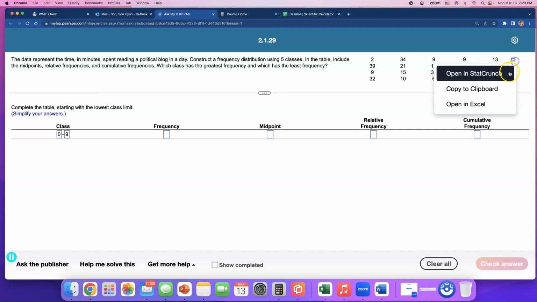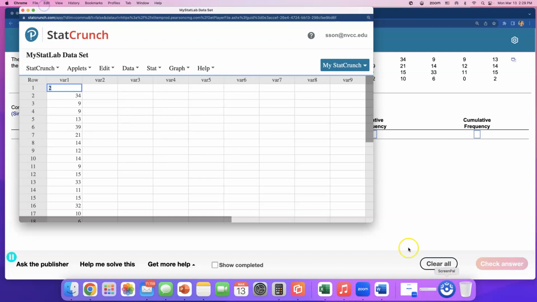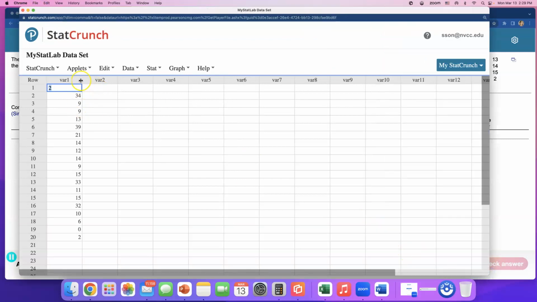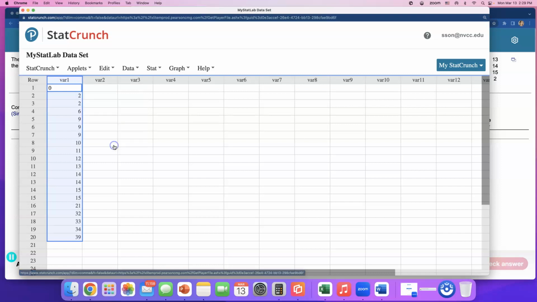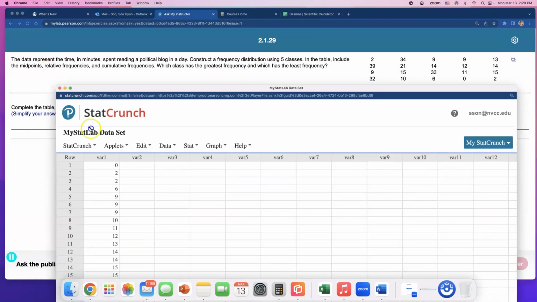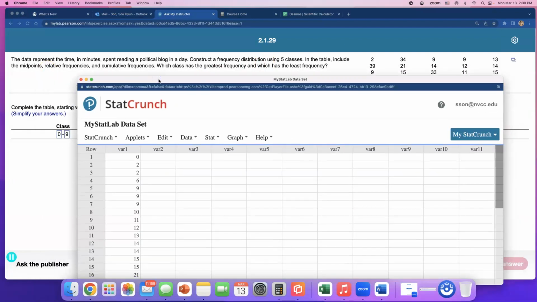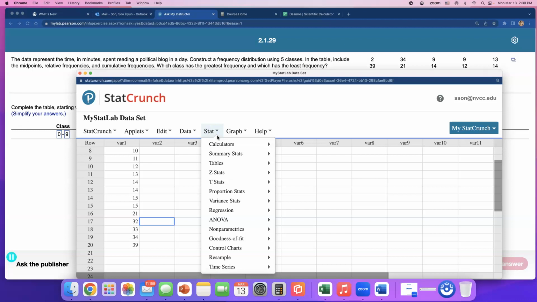They want 5 classes, so let's see what the smallest number is and the biggest number is to figure out our range. Sort table ascending, so we go from 0 to 39. And they want 5 classes. So I'm thinking we go from 0 to 39 or maybe 40. And you can be wrong when you try it for the first time, but I'll go in frequency.